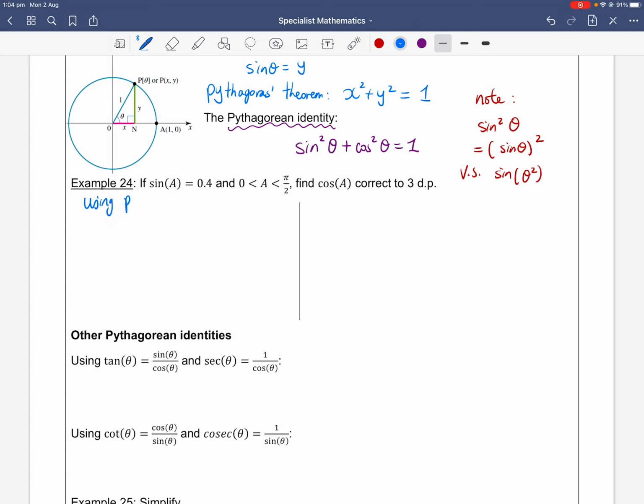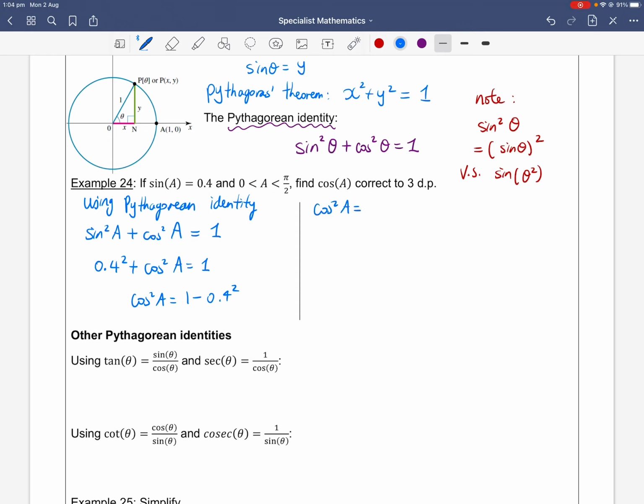So using Pythagorean identity, namely sine squared of the angle plus cos squared of that same angle equals 1. Then we can replace sine of A as 0.4. In other words, 0.4 squared plus cos squared of A equals 1. Rearranging, cos squared of A is 1 minus 0.4 squared. You can use a calculator to work out that cos squared of A is 0.84.